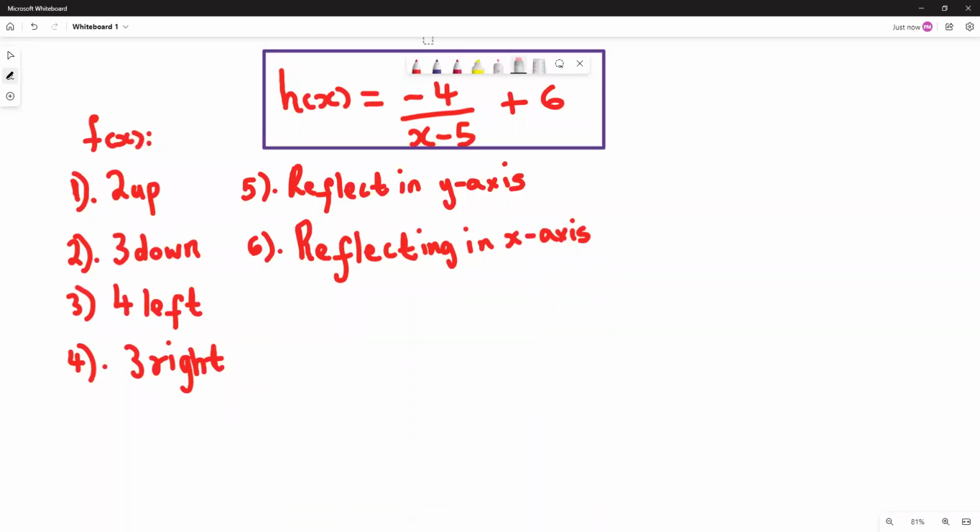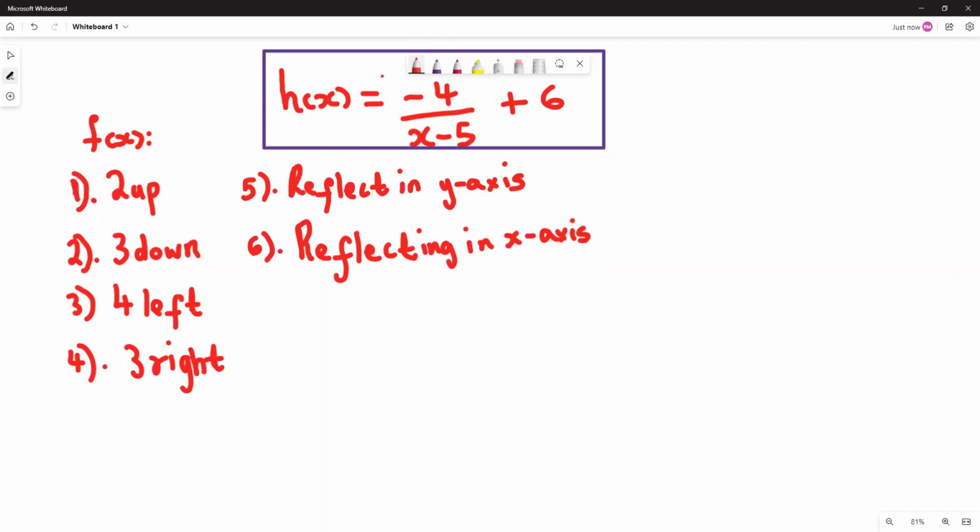In this video, we're going to be looking at the transformation of the hyperbola. We're going to be transforming the hyperbola. Okay, perfect. So we're given h of x as being this, right? Then they want us to form a new function, f of x, by performing the following transformation.